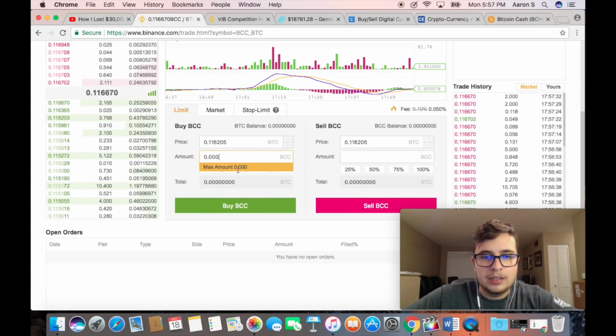You'll enter it. There's a nice little helper here by putting 50, 100% of your Bitcoin into it. And then to sell, it's the same thing. You select the buy or sell, whichever price you want to put, and then buy and sell.